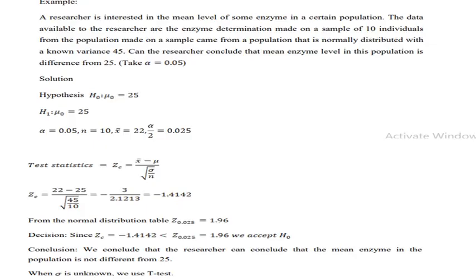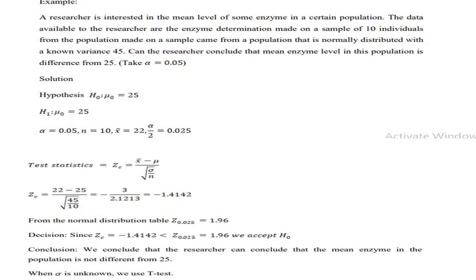Therefore we accept H0. Then we conclude, based on our decision, since we are accepting H0, that the researcher can conclude that the mean enzyme in the population is not different from 25. It's not different from 25.